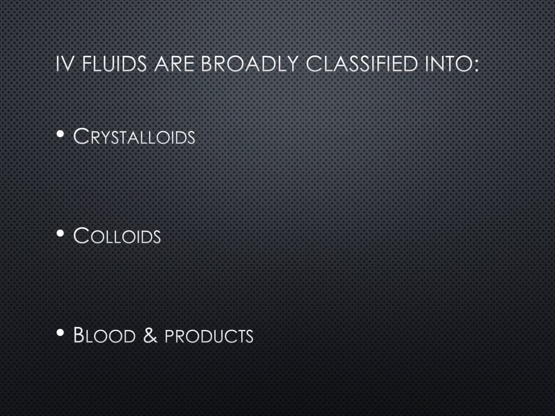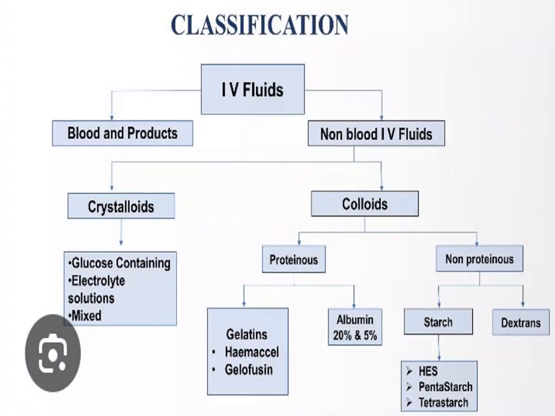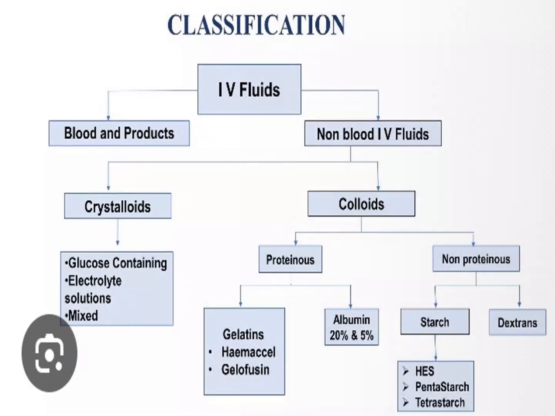IV fluids are broadly classified into crystalloids and colloids, and then some classifications include blood and products that have to do with the whole blood, fresh frozen plasma, and the packed cells as well. So here is a simple diagram based on classification of IV fluids. We are not going to talk about all this. We are going to focus on the crystalloids only. So we'll move from here to the next slide.